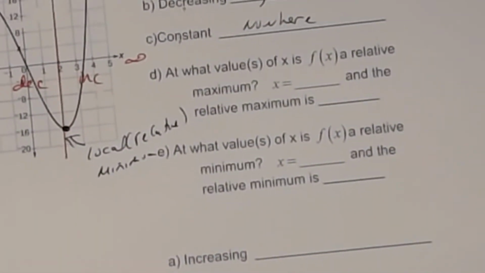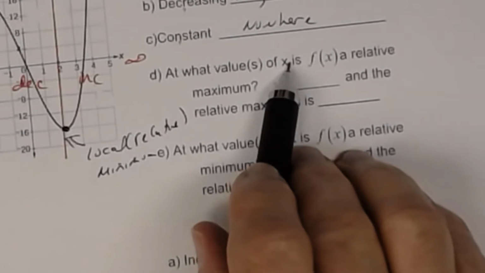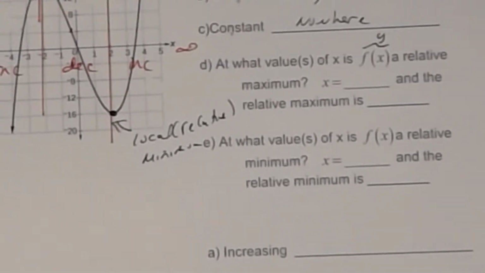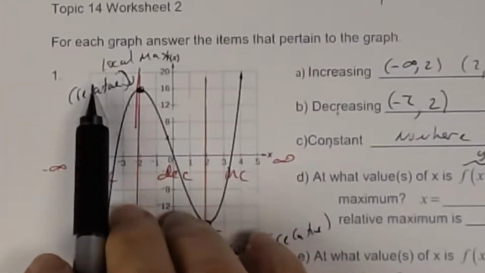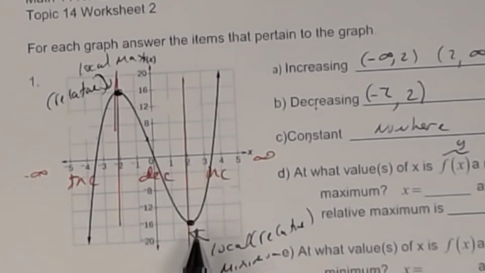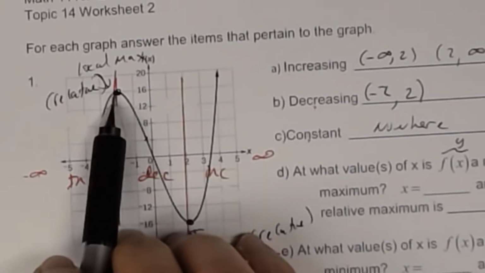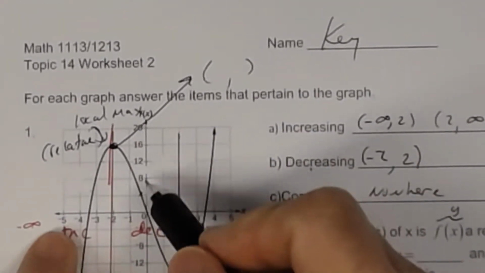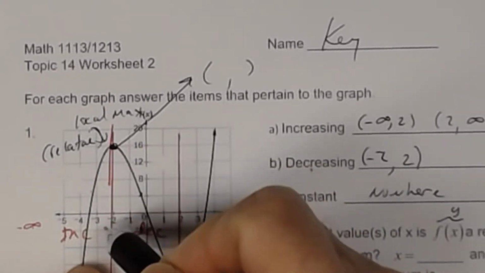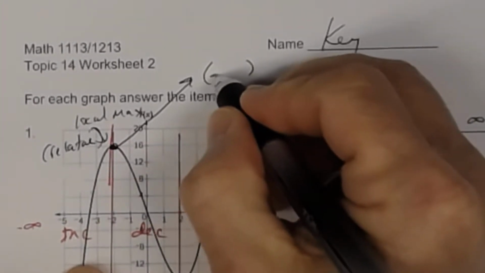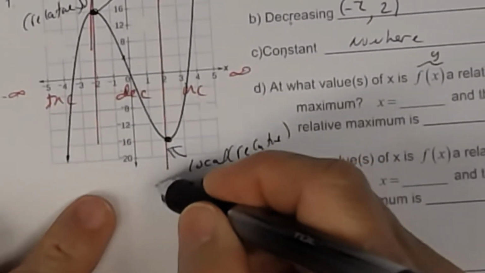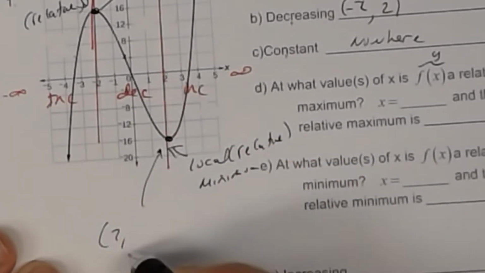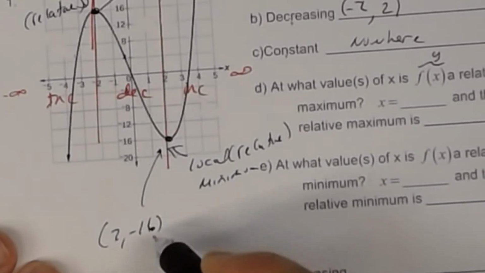Now, this is what it says. At what values of x is f of x a relative max? Now remember, f of x means y. We said this was a relative local max, and this was a relative local min. If I label that point, and it may be a good idea to do that, that's the point (-2, 16). If I label this point here, that's the point (2, -16). It helps if you do that.